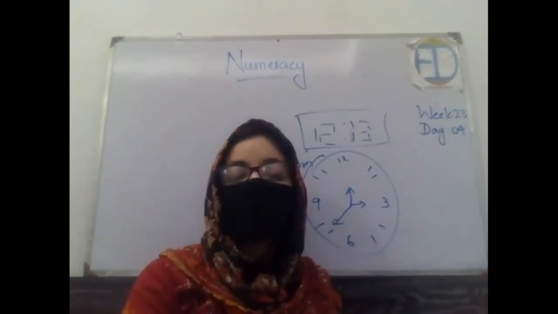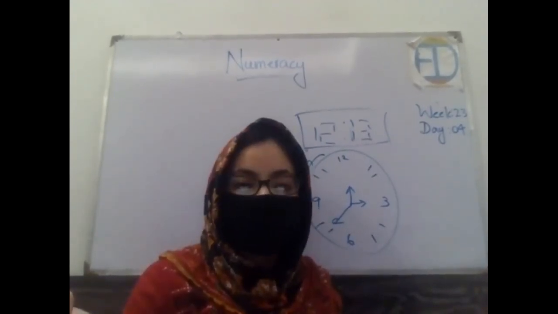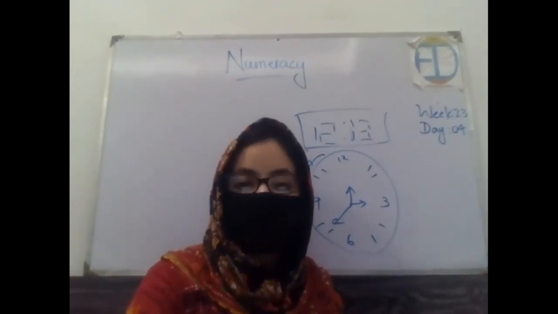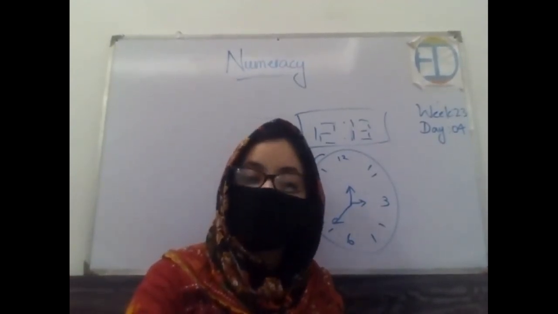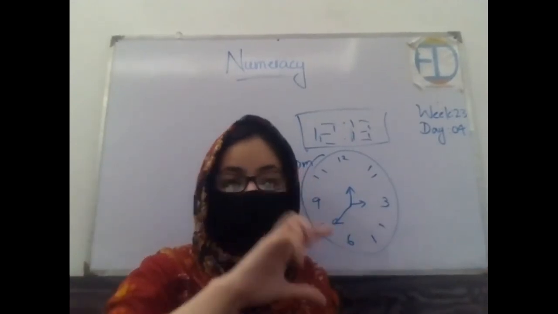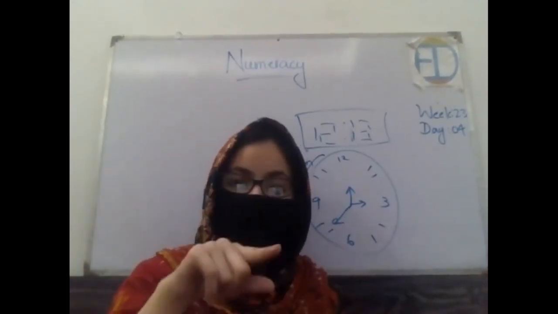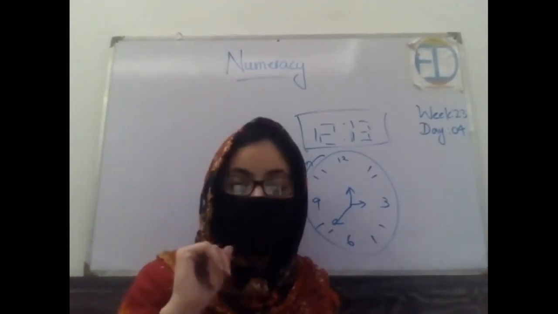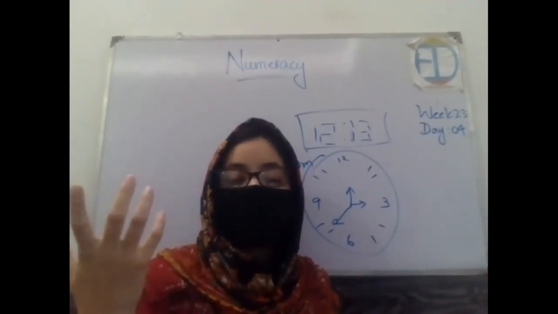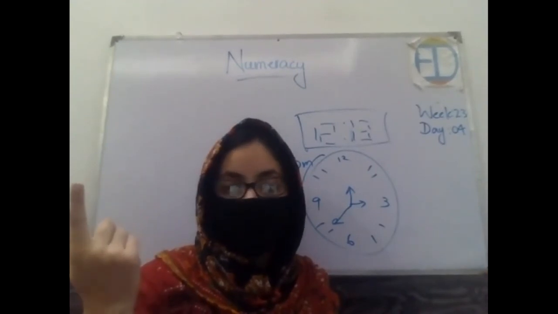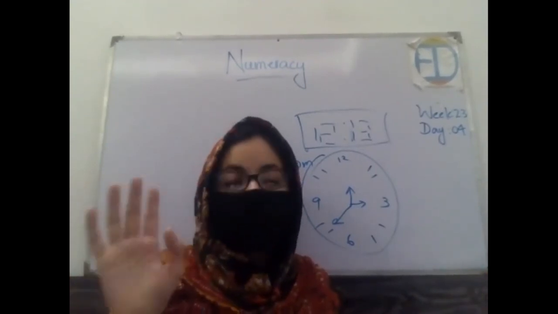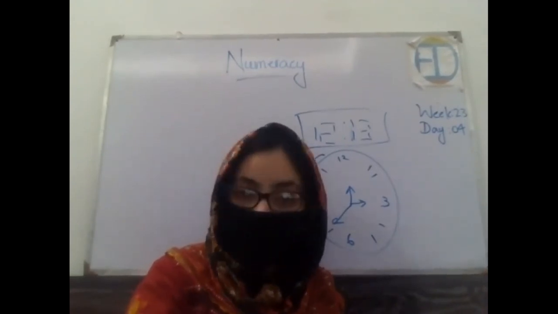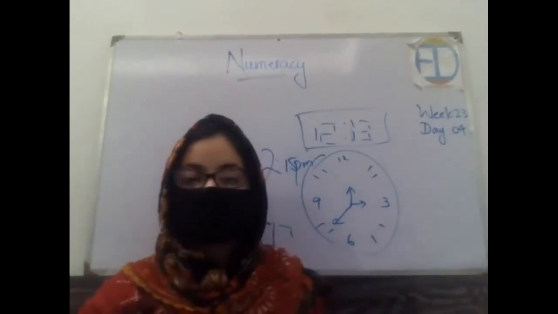Very good. One week has how many days? 7. Excellent. A day has how many hours? 24. 12 from midnight till midday, and then from midday till midnight. So a total of 24. Okay. How many seconds do we have in 1 minute? 60. How many minutes do we have in 1 hour? Again, 60. Very good.